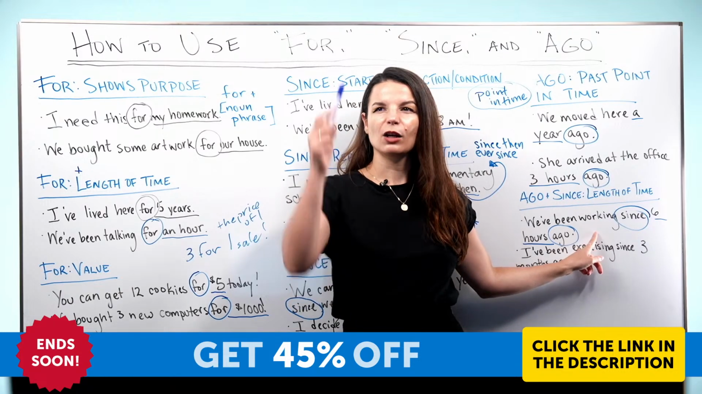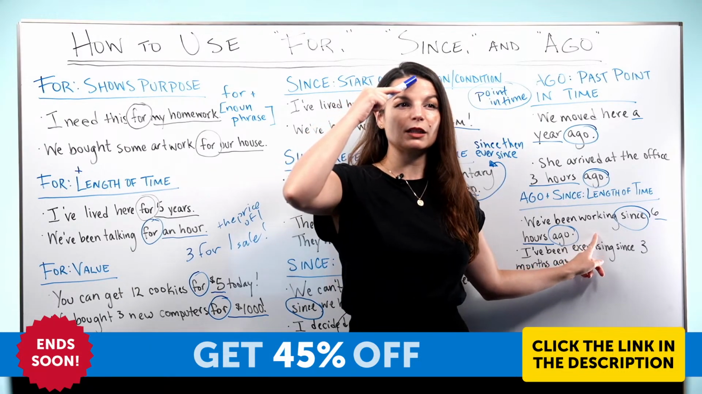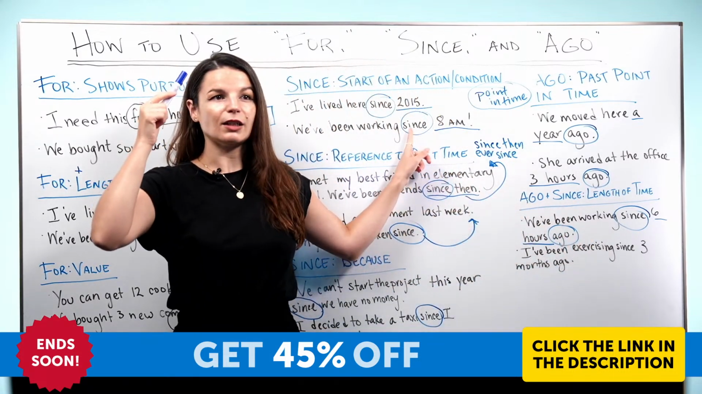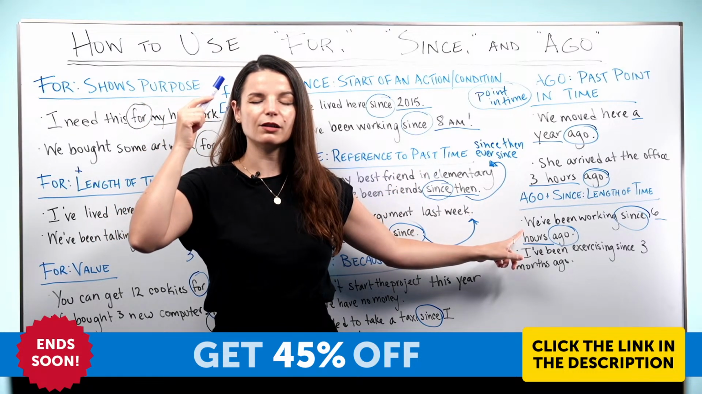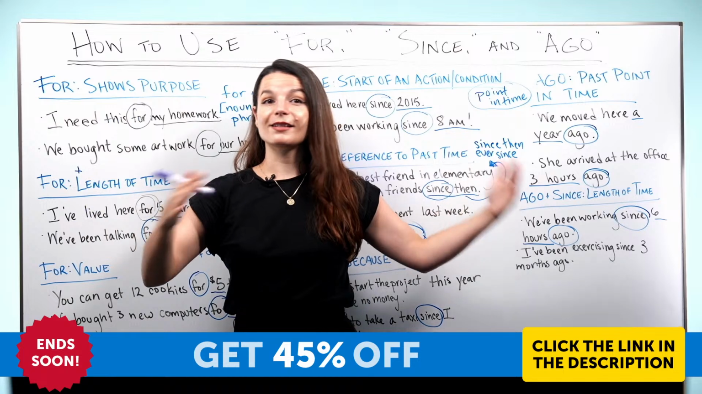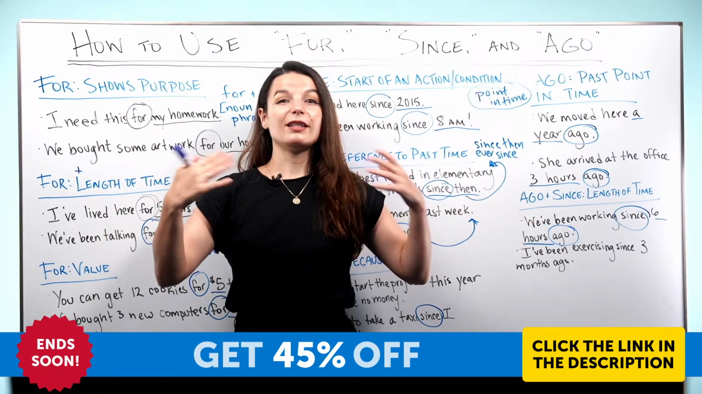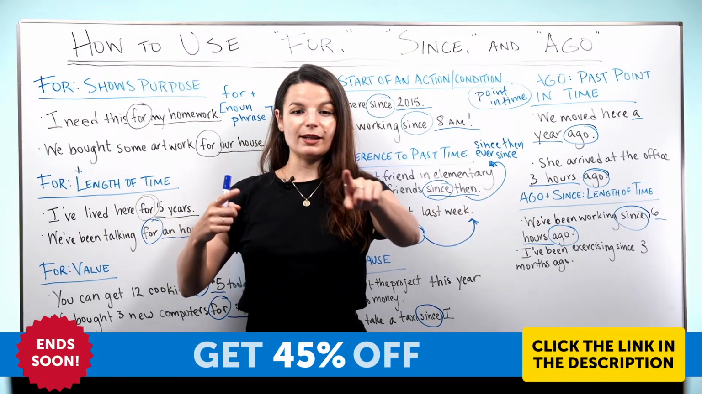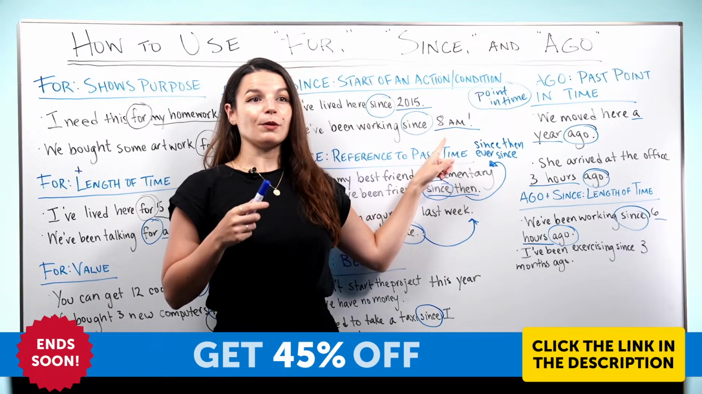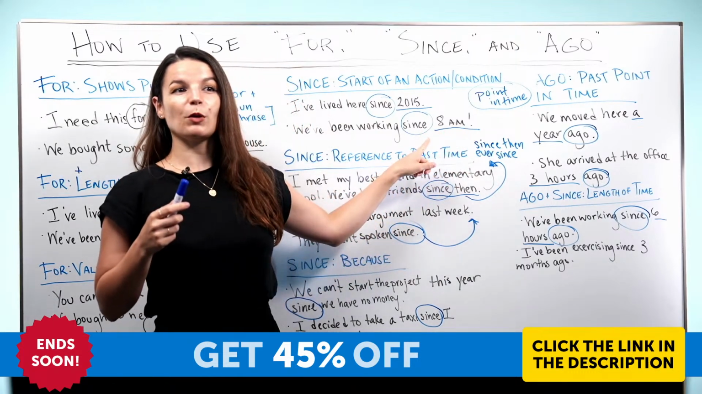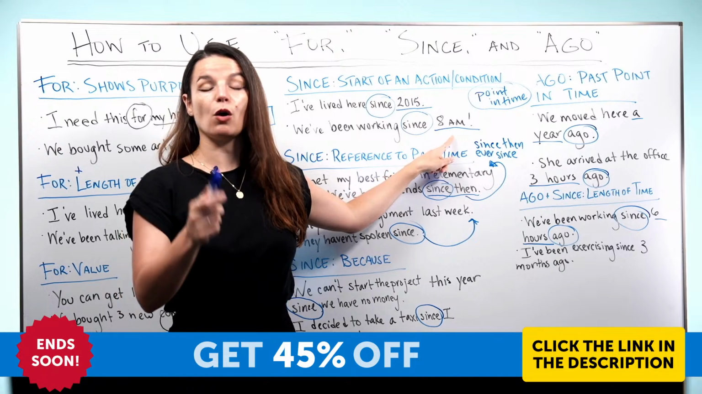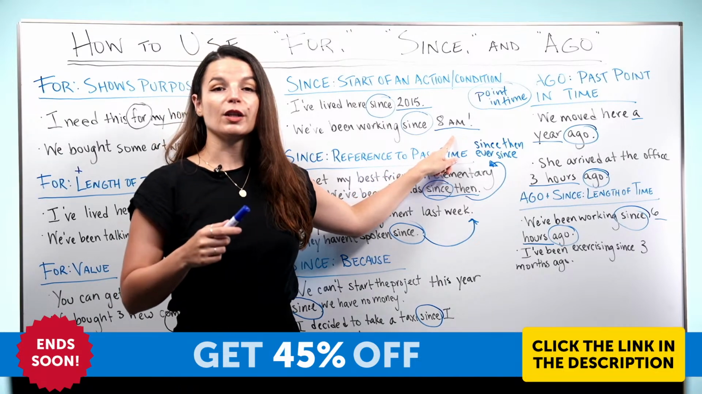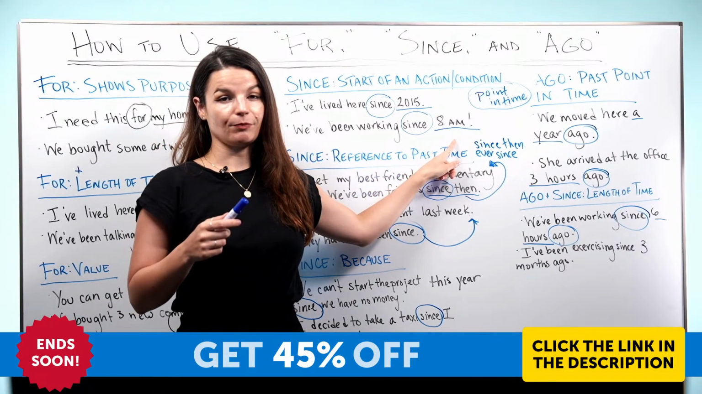So you might think, well, so then what's the difference between this one and like this one? Like we've been working since 8 a.m. and we've been working since 6 hours ago. They communicate the same idea, but with different points. Maybe you can already see the difference, right? This one, we've been working since 8 a.m. This type of sentence with only since uses a past point in time, yeah?